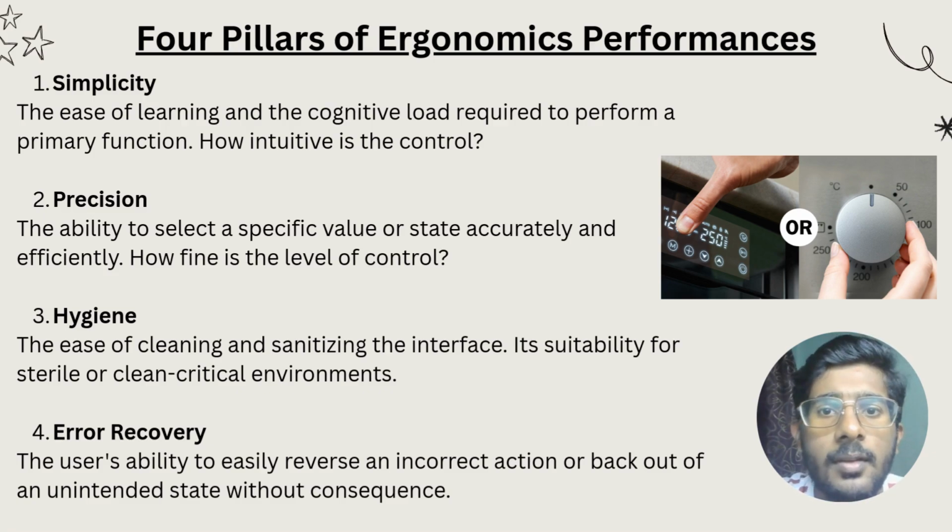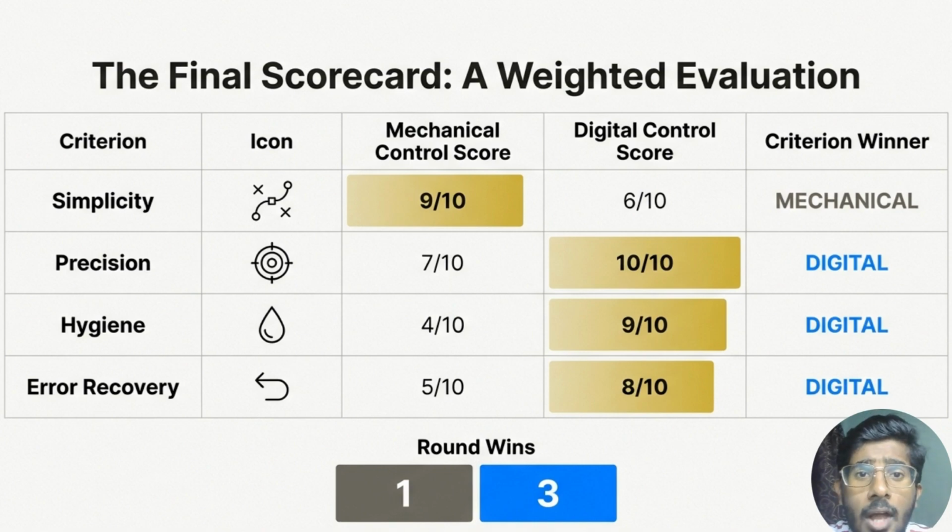Effective ergonomic performance is built in this weighted evaluation. Digital control outperforms mechanical control across 3 of 4 ergonomic pillars, while mechanical control excels in simplicity with a high score of 9 out of 10. Digital controls are clearly the winner for precision, 10 out of 10, hygiene, 9 out of 10, and error recovery, 8 out of 10. Ultimately, with a final score of 3 to 1, the digital interface provides a superior balance of accuracy, cleanliness, and user safety.